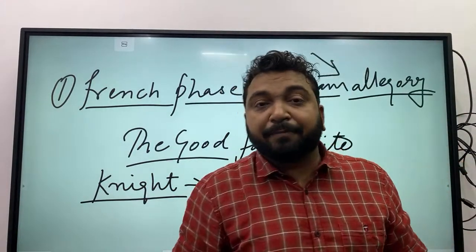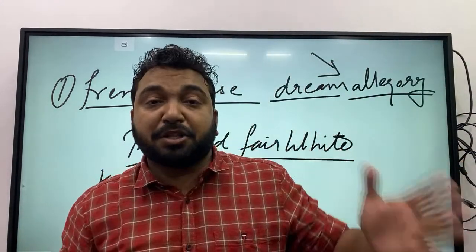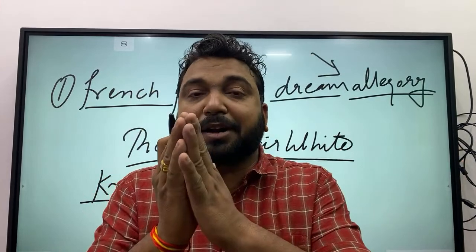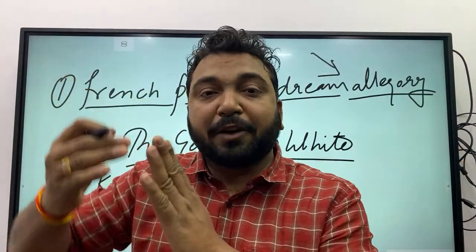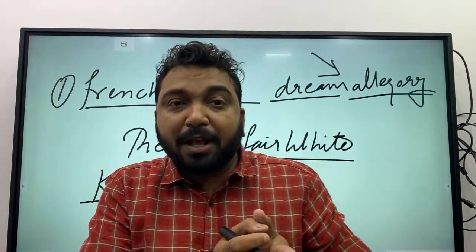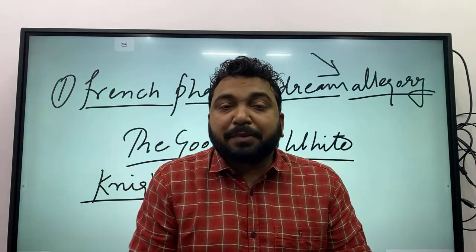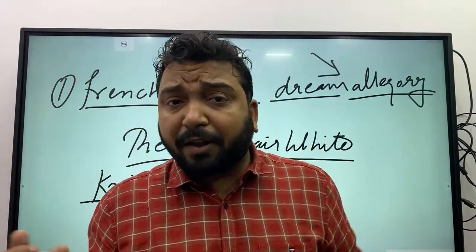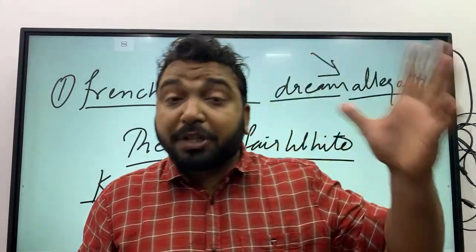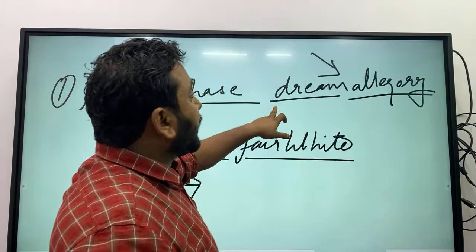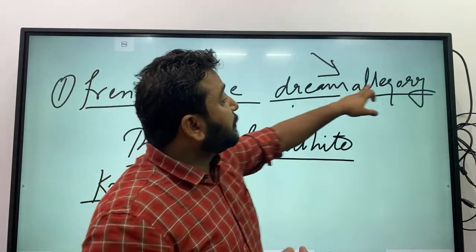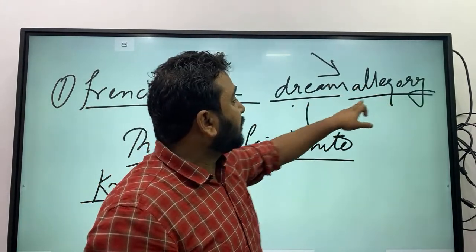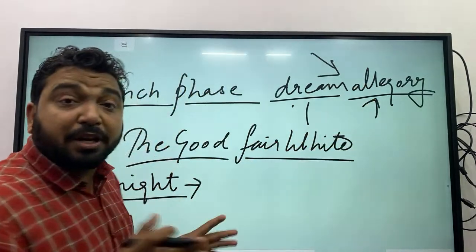Dream allegory style. Allegory is a hidden message. You want to say something, you don't say it directly. You take a story as a reference to convey it. If you want to convey something directly, that's a direct conversation. If you want to convey it in a different way, take a story, take a reference. So allegory, watched in a dream. What is dream allegory? The writer will see a dream, and in the dream, he will watch the story. So here Chaucer is seeing a dream.